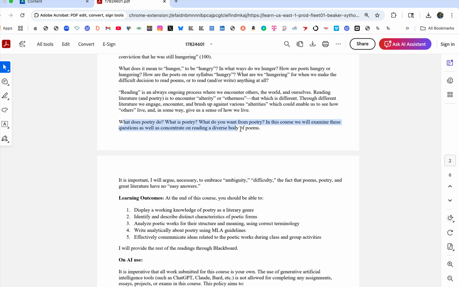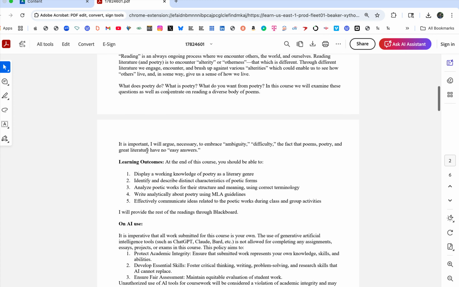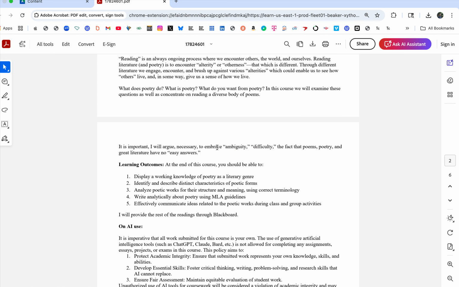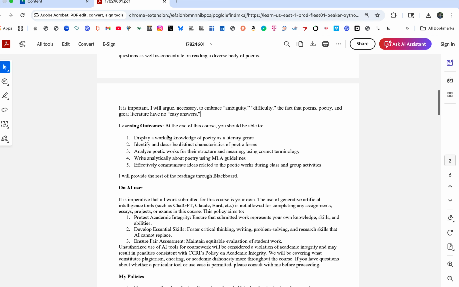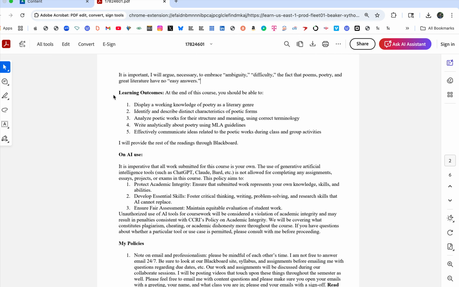Other questions I want us to think about: what does poetry do? What is poetry? What do you want from poetry? In this course, we will examine these questions as well as concentrate on reading a diverse body of poems. It is important, I will argue necessary, to embrace ambiguity, difficulty, the fact that poems, poetry, and great literature have no easy answers. So think of those as jumping off points.